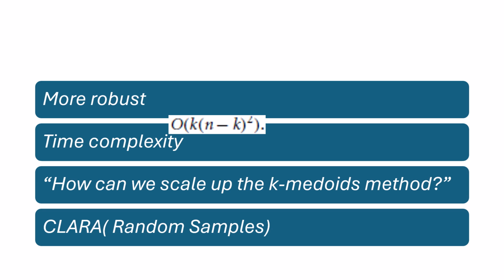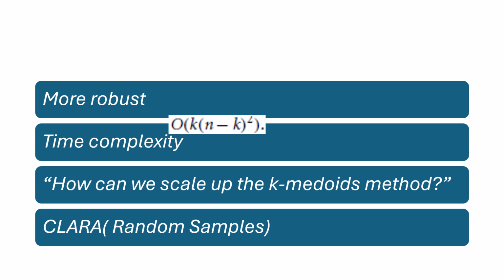However, the complexity of each iteration in the K-Medoids algorithm, O of k times (n minus k) squared, for a large value of n and k, such computation becomes very costly and much more costly than the k-means method. Both methods require the user to specify the k value, the number of clusters. Then how can we scale up the k-Medoids method?